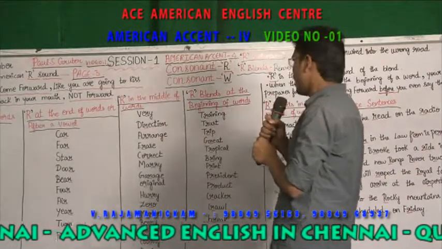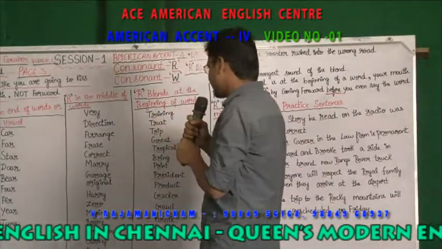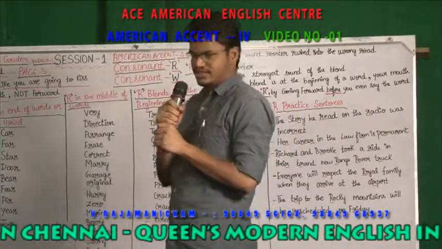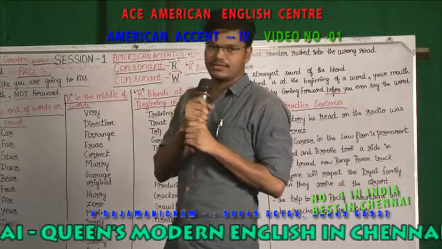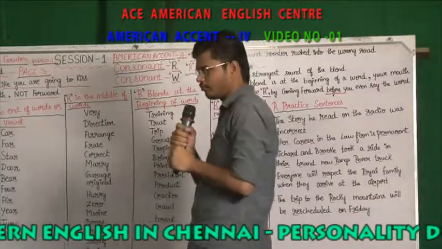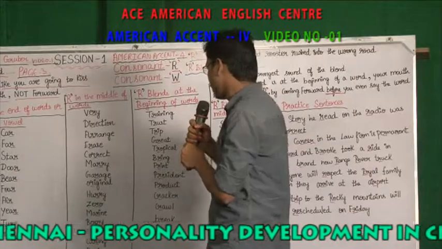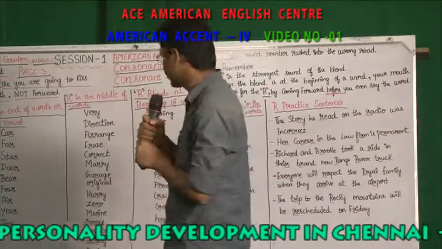So next is R blends at the beginning of words. So here we straight away need to stress the R instead of the letter which comes first. No need to say all the words, just one or two. So training, quest, trip, great, something like that.